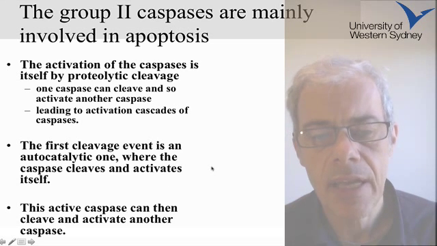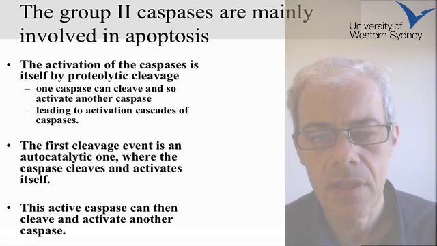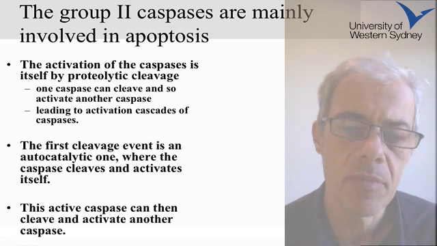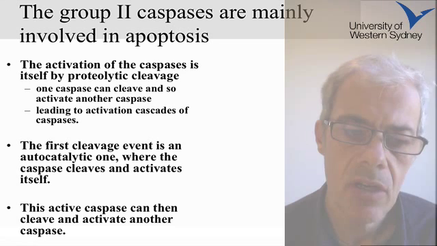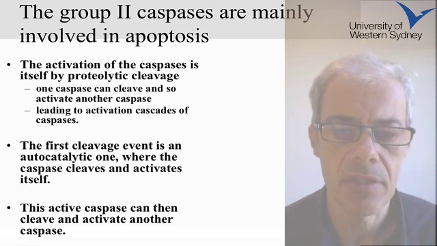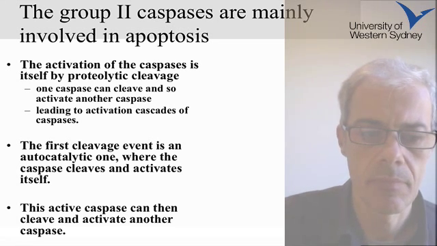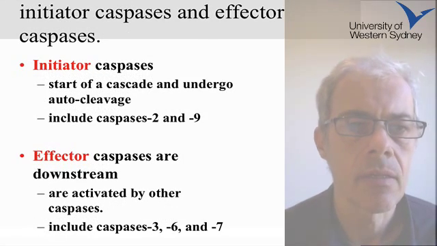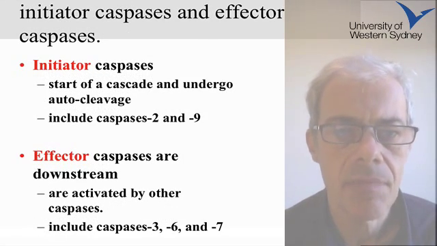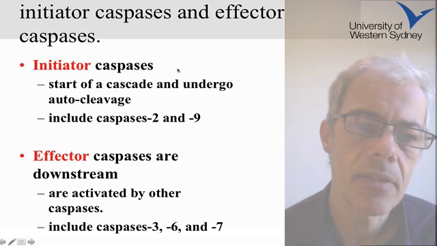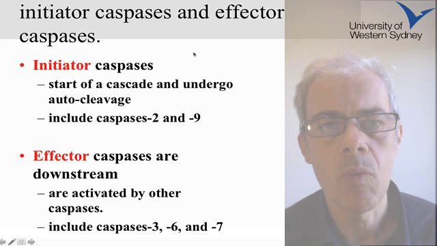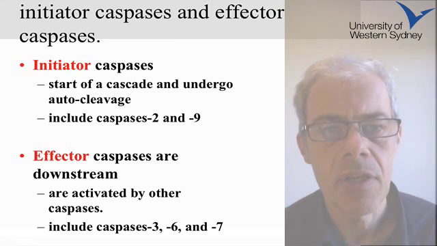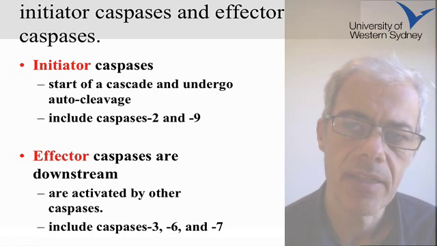If you think about it, caspases can cleave other proteins, caspases can also cleave themselves, and as they cleave themselves, they can then assemble into a more efficient structure which is able to cleave other proteins. Caspases can be classified as either initiator caspases or as effector caspases. Now, when apoptosis occurs, you get a cascade of caspase activity.